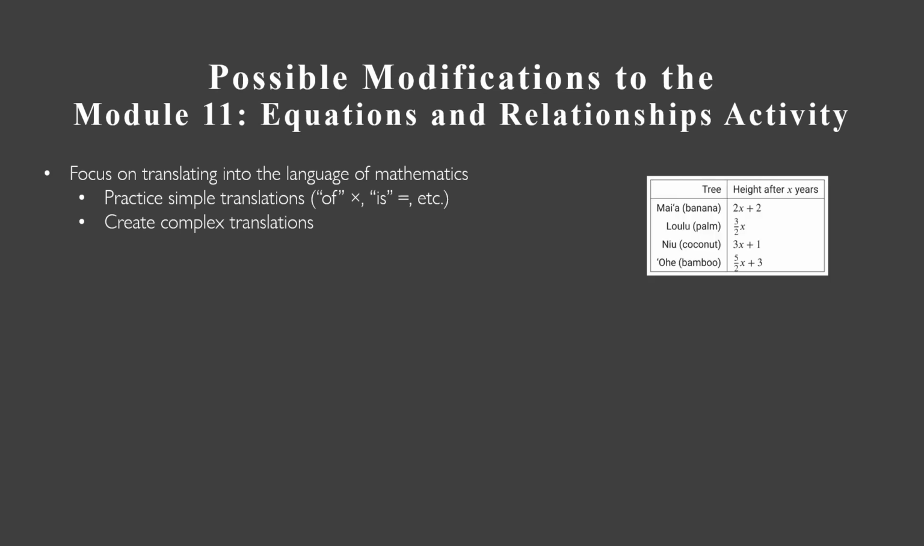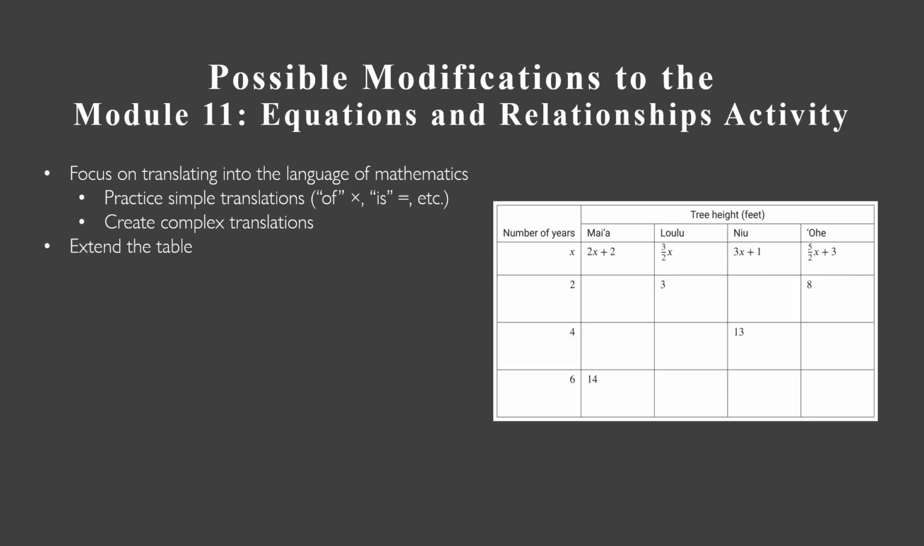If the students are comfortable with basic mathematical translations, then you can make some complex ones of your own. For example, you can make statements combining several trees from the activity, or you can even turn things around and have the students describe situations of their own before translating them into mathematics.